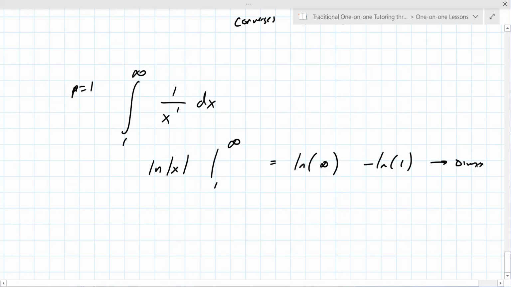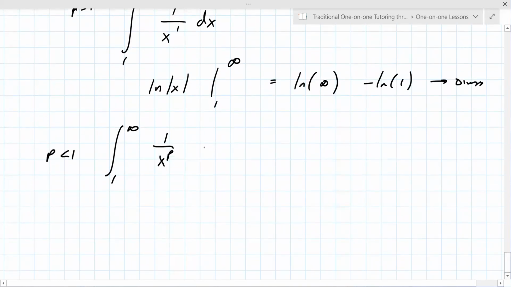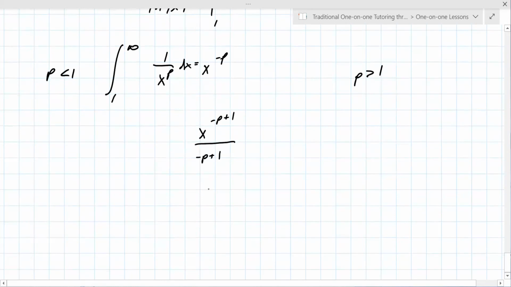Right. Okay. Now, if we do it when p is less than 1, so it's the integral from 1 to infinity of 1 over x to the p. You get the same antiderivative as before. So you still have to take that minus p and add 1 to it, over minus p plus 1. It's the same antiderivative for p less than 1 and for p greater than 1. The difference though is when you evaluate it. So let me just rewrite this here, x to the 1 minus p over 1 minus p.